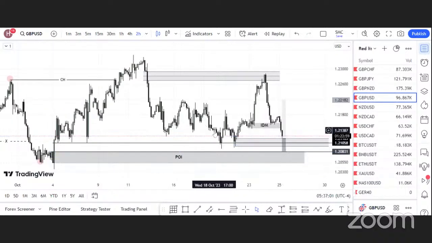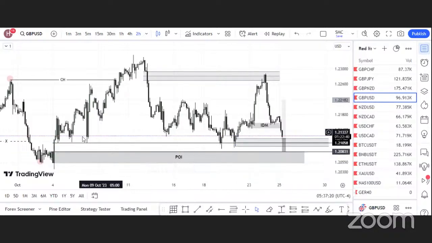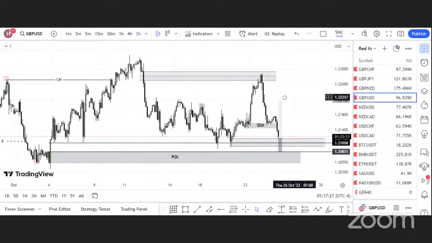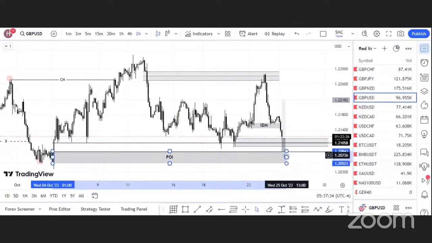Because if this market already mitigated 50% of this other block, and then the market is trending to the downside right now, if this market breaks this area of demand, then the market is most likely to come to this area and then use this whole area as an inducement area. All right. So this is my analysis, right?